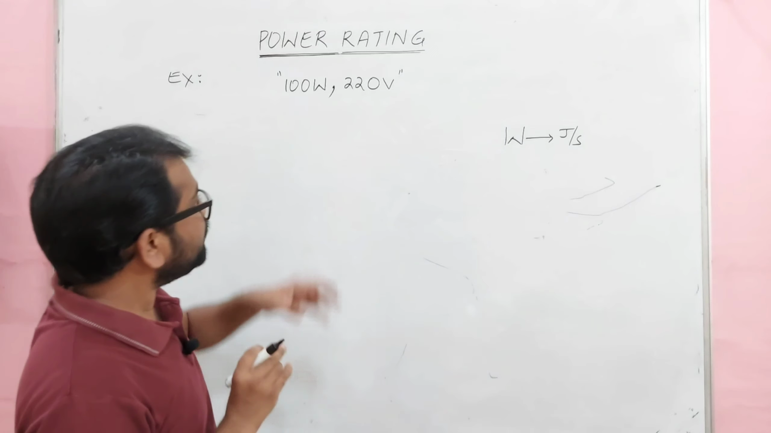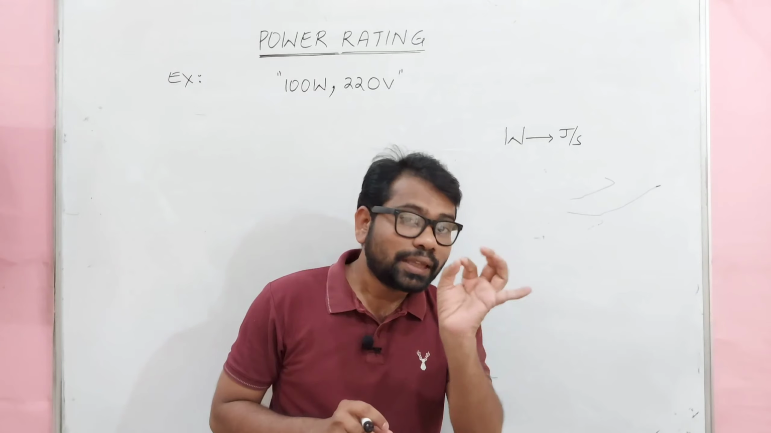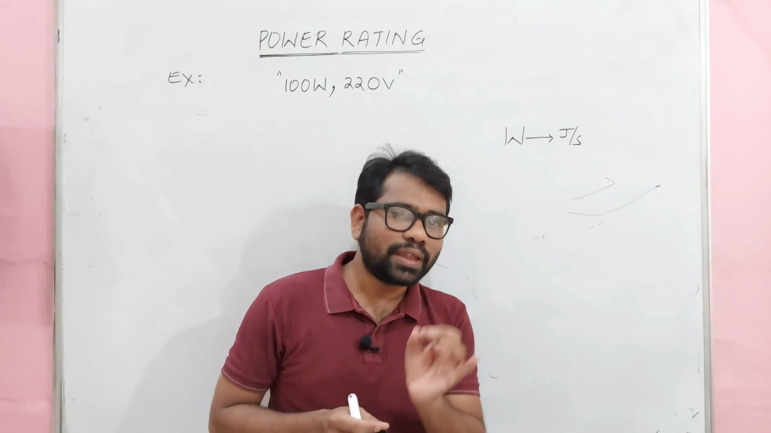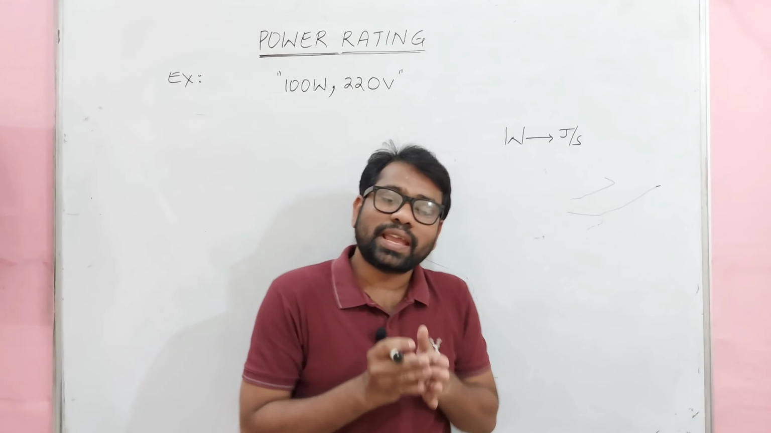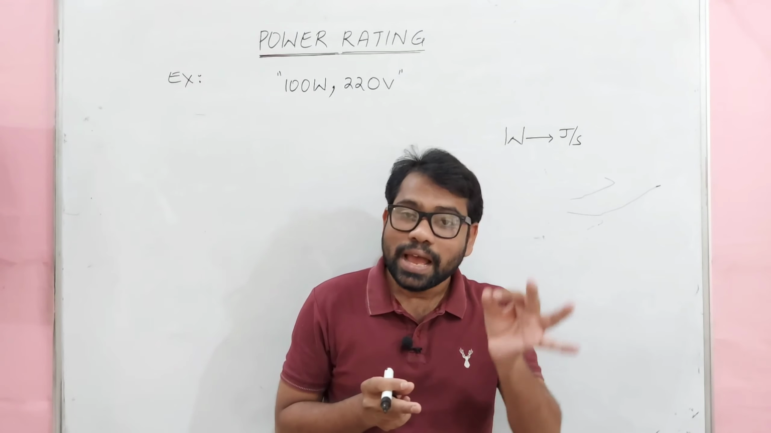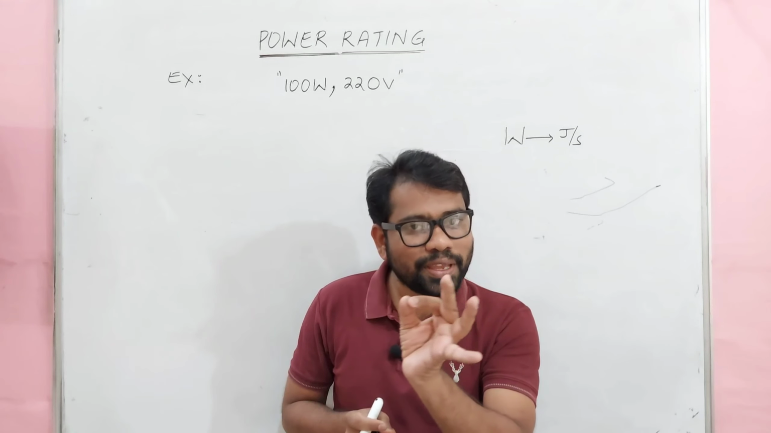So by knowing the power rating, dear children, we can calculate that limit of the current. We can calculate the safe limit of current, first point. And what more can we calculate? We can even calculate the resistance of that particular electric appliance when it is being operated.